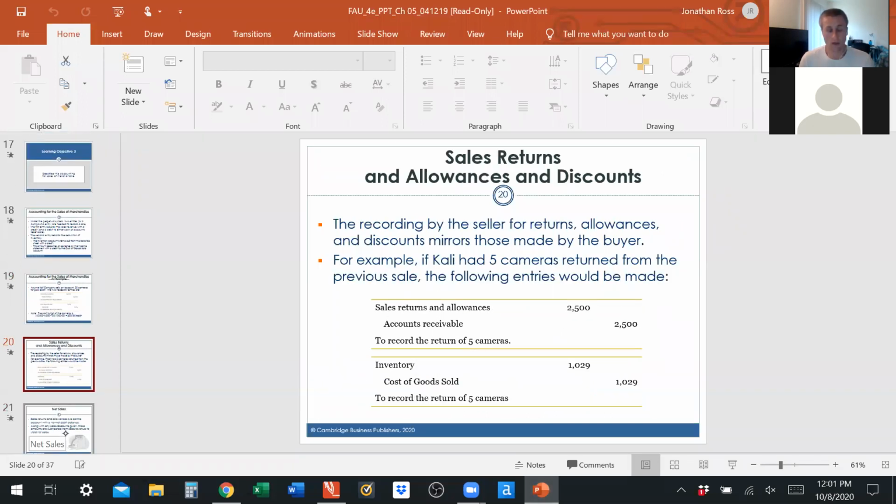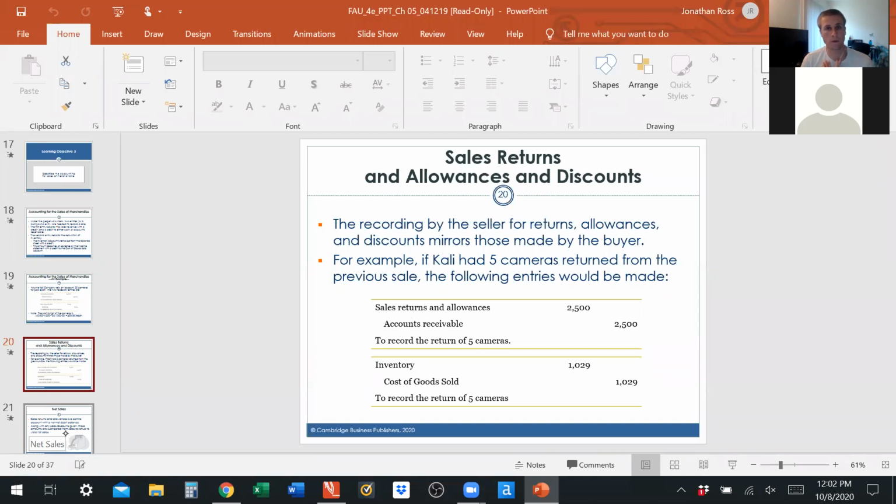All right. So now we have 150 cameras in our inventory, and customers owe us for 30 that we've shipped them. Now suppose that the customer that bought those 30 cameras from us hasn't paid us yet. Before they pay us for those cameras, they decide to return 5 of them.